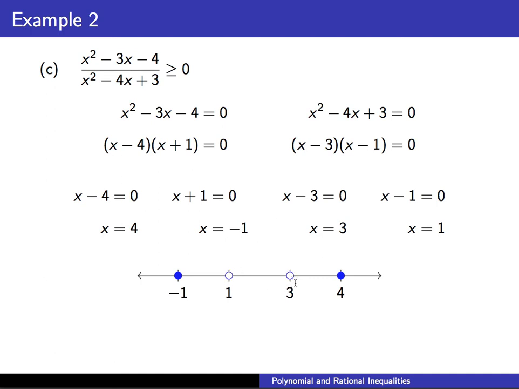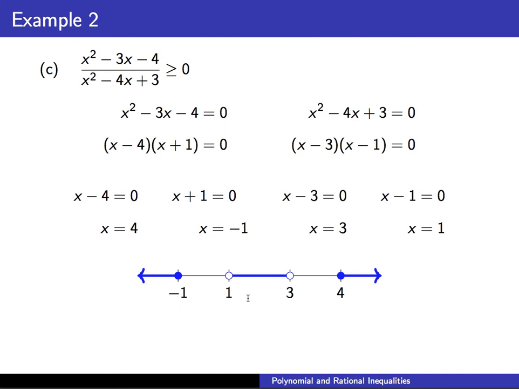So now we've got a little bit to test out. We need to test out a value in the original inequality that's less than -1, see if it makes this original inequality true. A value between -1 and 1, a value between 1 and 3, a value between 3 and 4, and a value bigger than 4. So quite a bit to test out here. When we do that, we see that the values less than -1 are okay, values between 1 and 3 are okay, and values greater than 4 are okay.